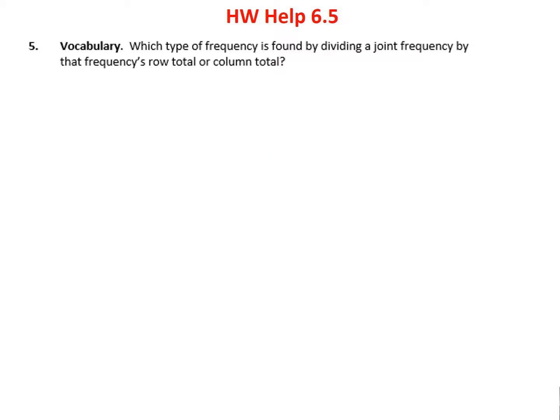Problem 5 is a vocabulary question. It asks which type of frequency is found by dividing the joint frequency by the frequency's row total or column total. All right. We noticed above, we had joint relative frequency.